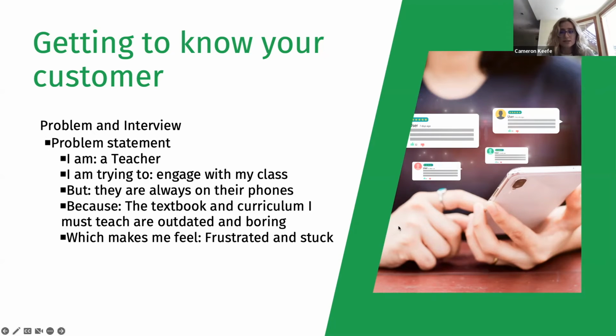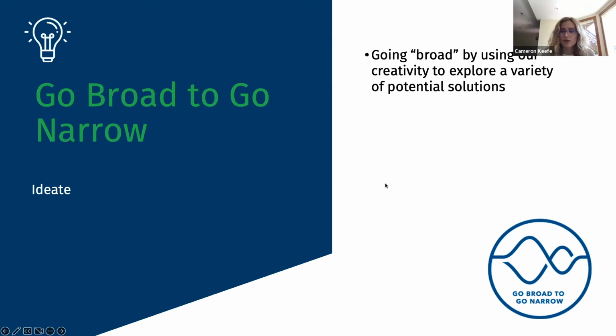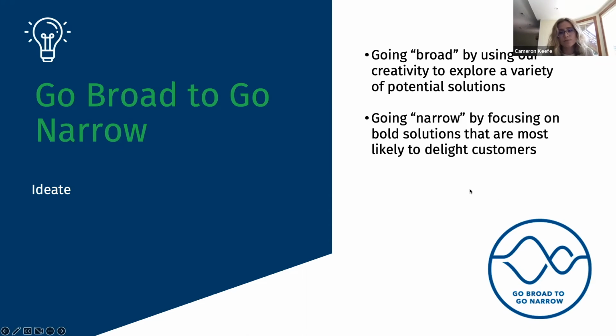This problem statement then leads into the second step in the D for D process, which is go broad to go narrow. Going broad to go narrow focuses our energy on what is most important. We go broad by using our creativity to explore a variety of potential solutions. We go narrow by focusing on bold solutions that are most likely to delight our customers. We want to come up with as many ideas as possible before we narrow them down to the best ones. This is easier to do on a piece of paper or with sticky notes. These ideas can be wild, outside of the box, boring, or expensive, just to get your creativity flowing.